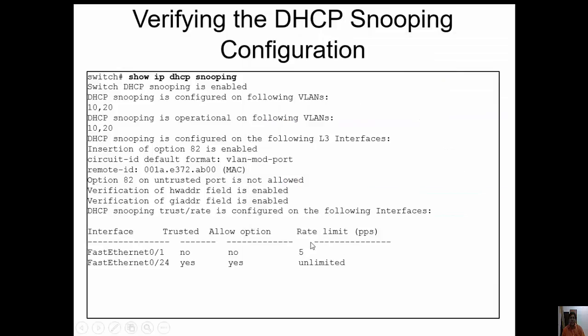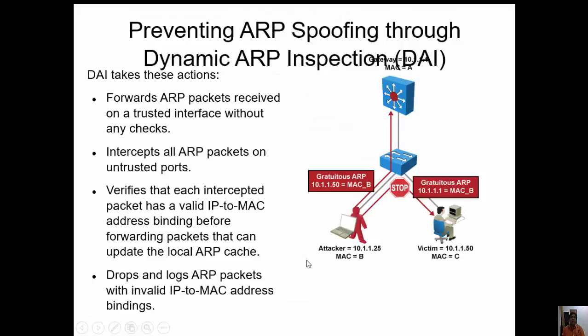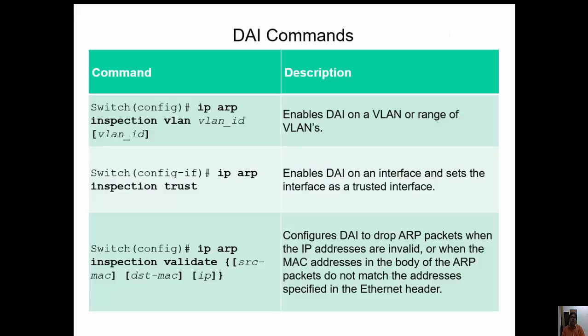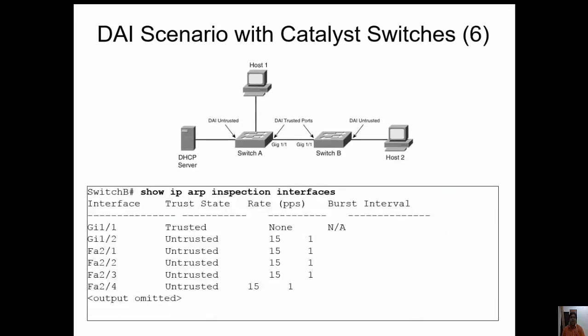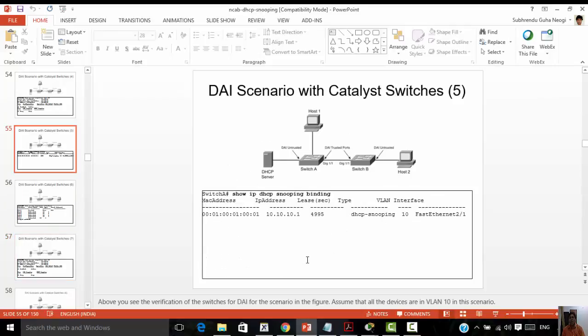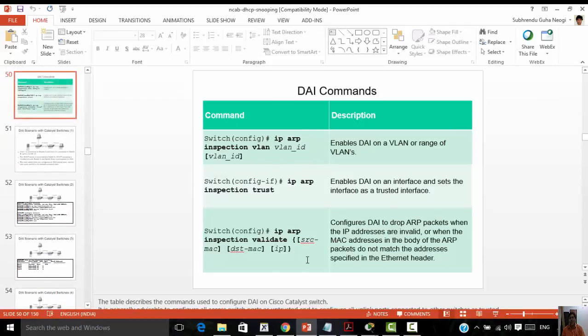So this is the trusted port and this is the rate. So basically rate unlimited, we have made it to 1048. Dynamic ARP inspection we'll discuss later on. So these options, we will discuss a little later.